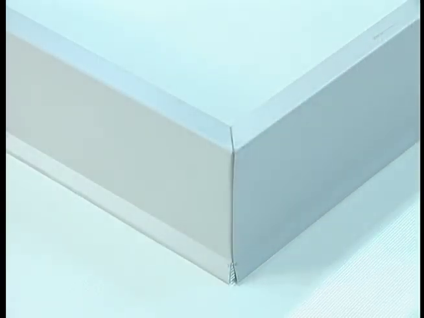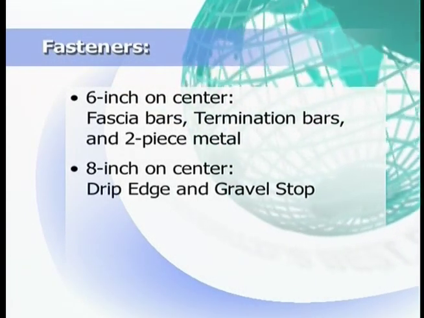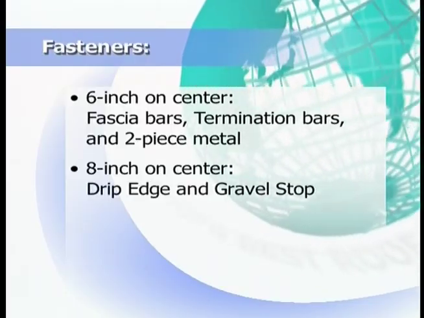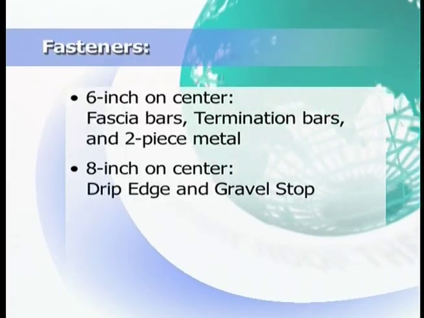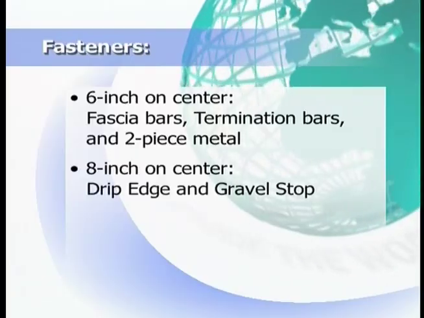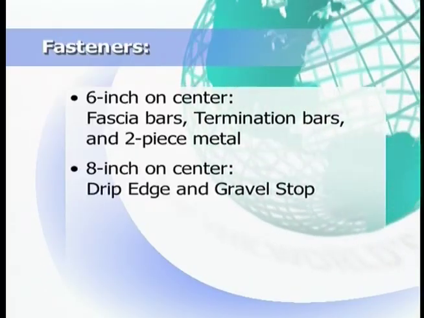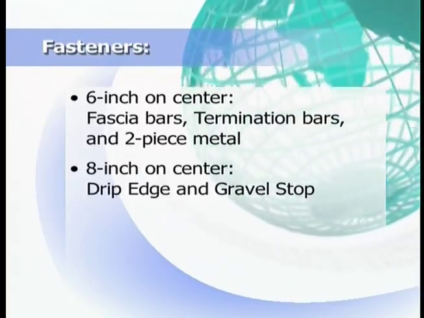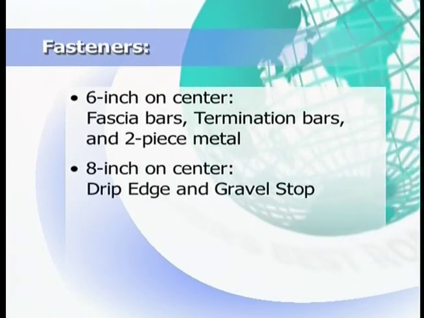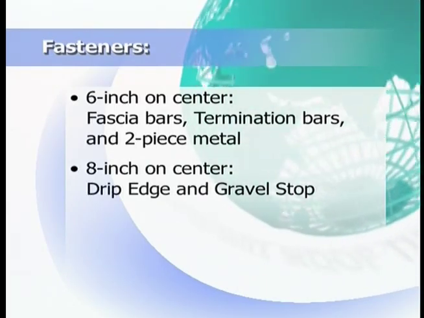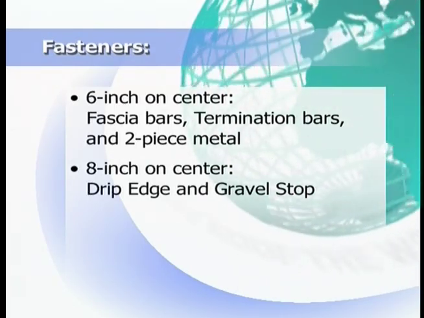For the Duro-Last two-piece metal and metal covers for fascia bar and gravel stop, there are 90-degree inside and outside corners available. Count and record the corners accordingly. After determining the type and amount of edge detail needed, calculate the number of fasteners needed. Duro-Last fascia bars, termination bar, and two-piece metal products require 6-inch on-center fastening. Drip edge and gravel stop products require 8-inch on-center fastening.